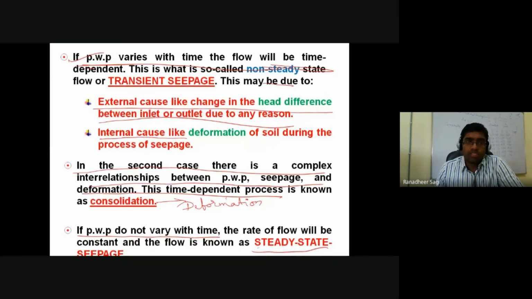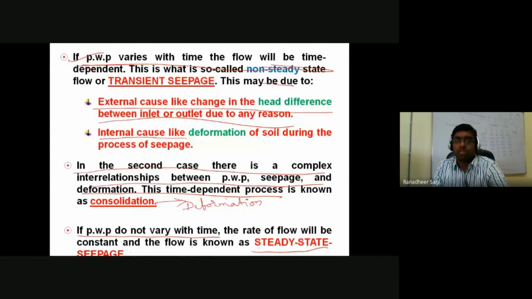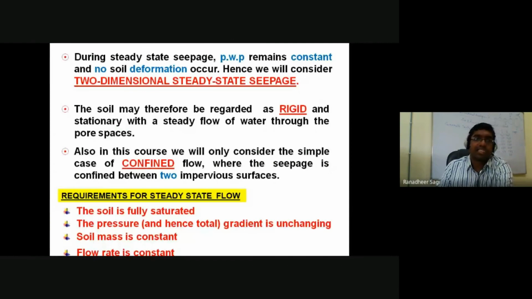If the pore water pressure is varying with time, then the type of flow we are going to come across is considered a non-steady state flow. If the flow rate with which the flow is happening in the soil is constant, then automatically we call that a steady state flow. If the flow rate is constant, which indicates that there is no variation in the pore water pressure, then we call it a steady state flow, or the subsequent seepage is called a steady state seepage.